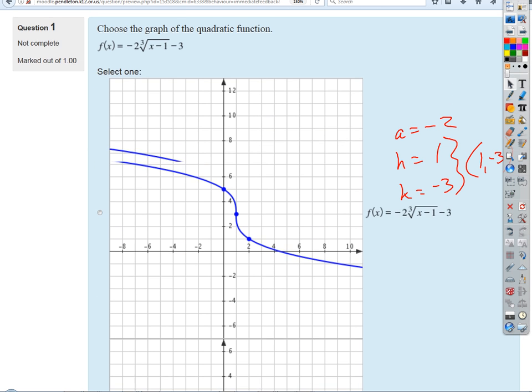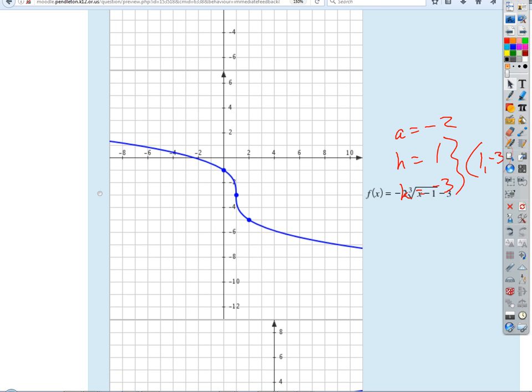So let's see, 1, -3, that's not it. Okay, that could be it. Over 1 and down 3, there's our vertex, right? Okay, let's see if it's doing the right thing. If A is -2, then that means it should open down on the right and up on the left, which it does. This is a cube root.